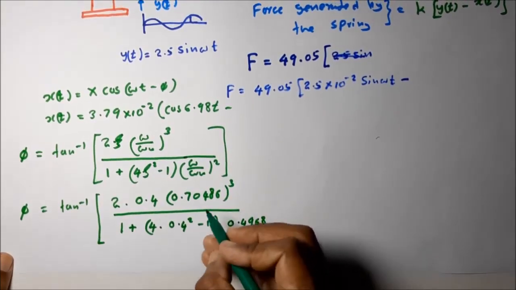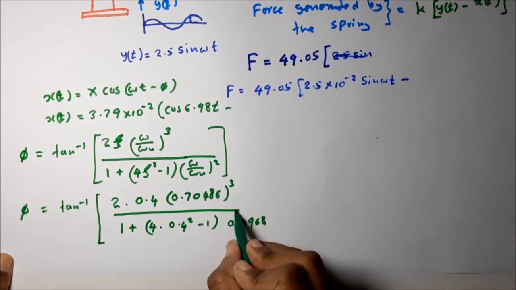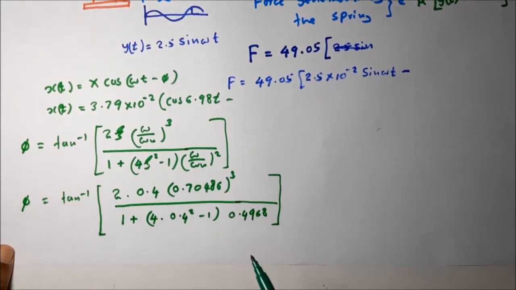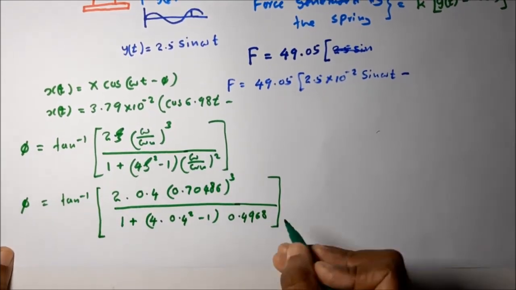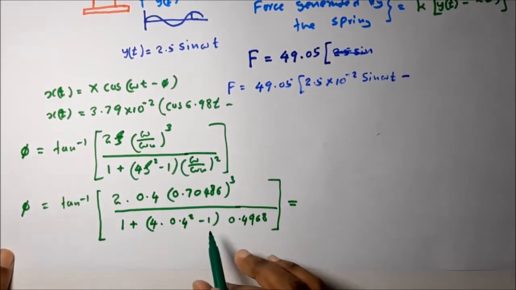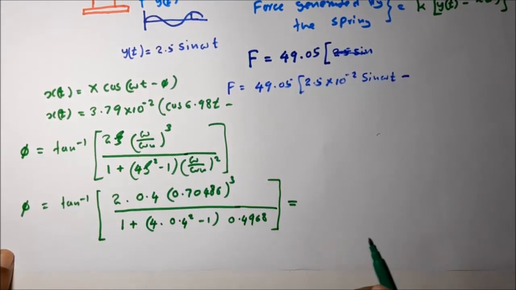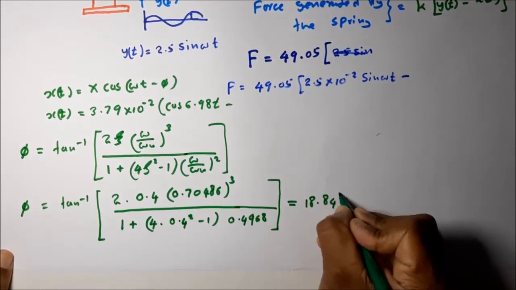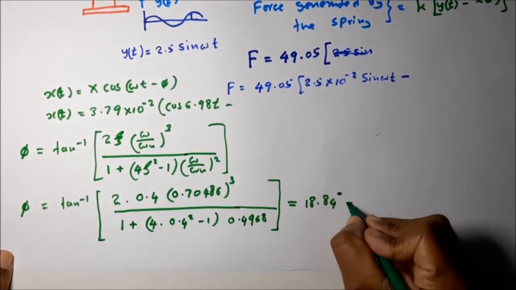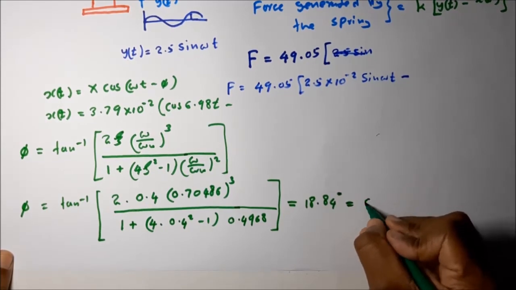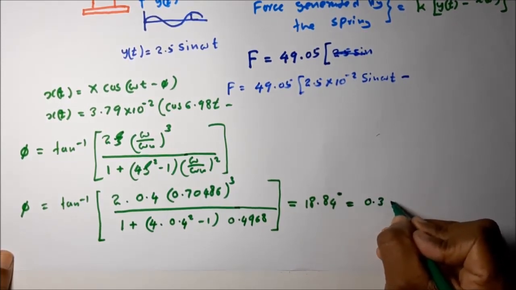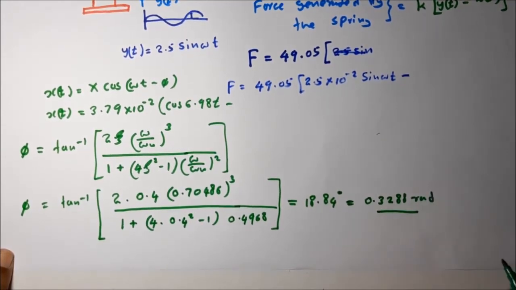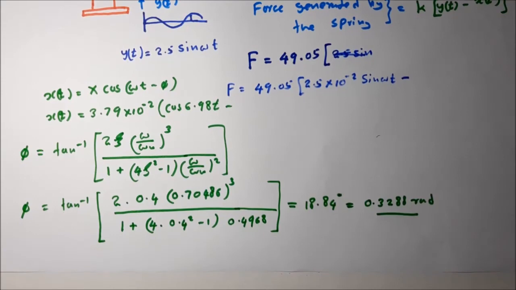I have already calculated this value. If we simplify this equation by taking the tan inverse, we are getting the answer 18.84 degrees. If we convert into radians, it is 0.3288 radians.